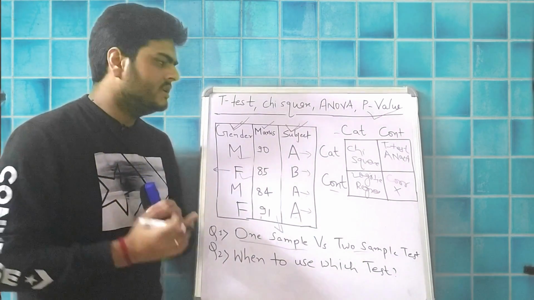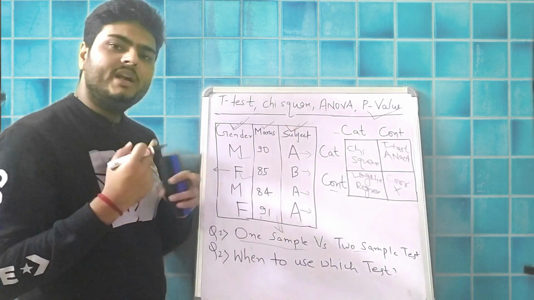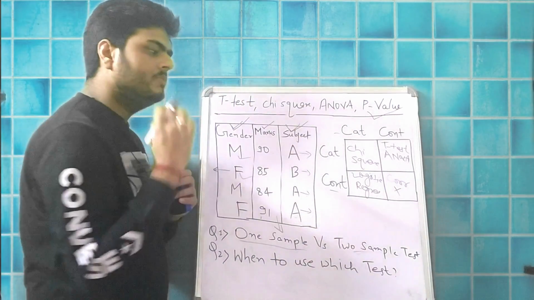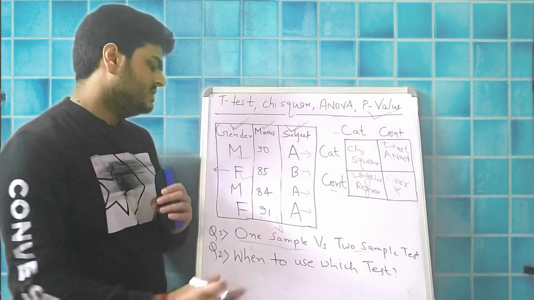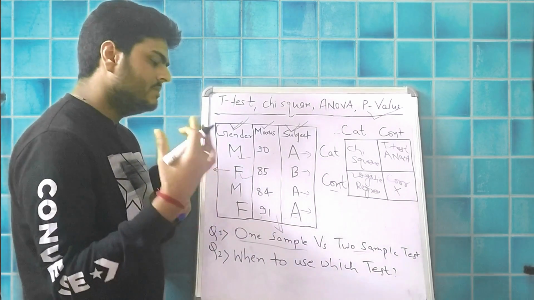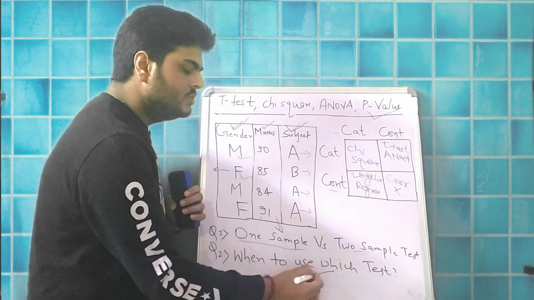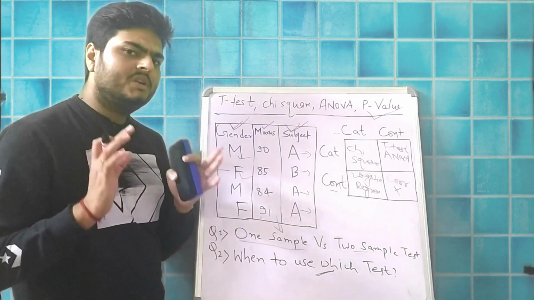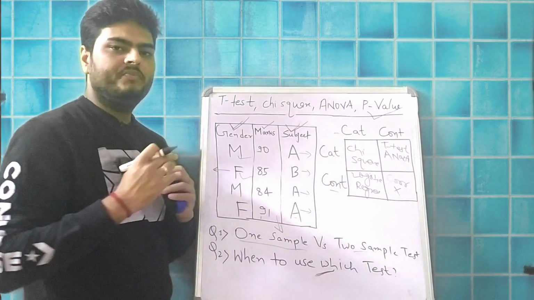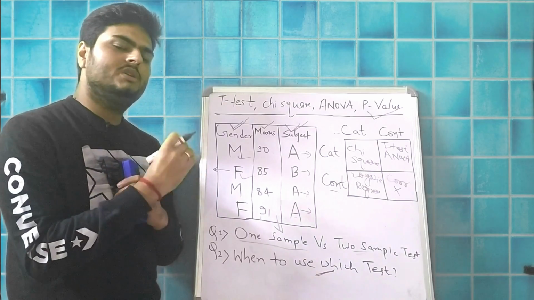I am sure you would have understood all these concepts, where to use what. This table is really important, and you should understand what is one sample and what is two sample, and when to use what kind of test. There are more tests, but these are the basic ones. In my next video, I will show you how to do these things in Python.